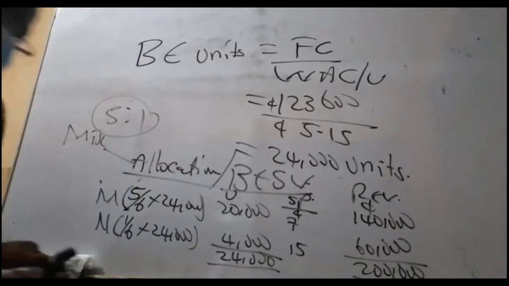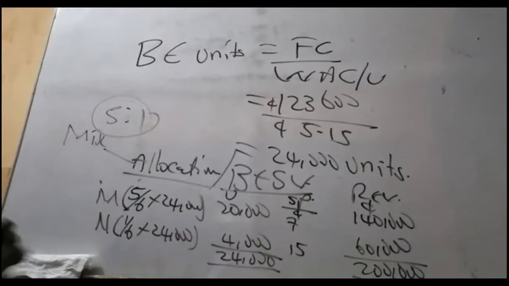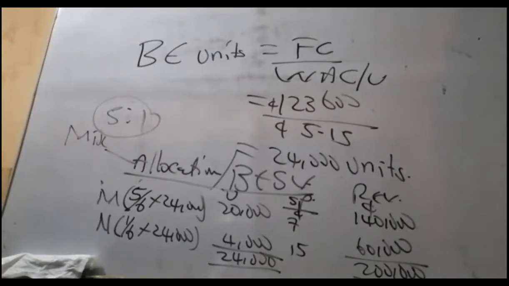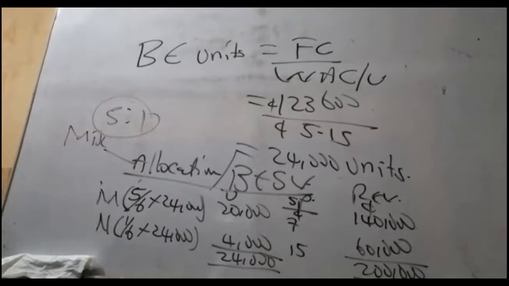So this is the break-even value, 200,000. That's the break-even value, 200,000. Okay. Now we are done with how to determine the break-even point for a multi-product.